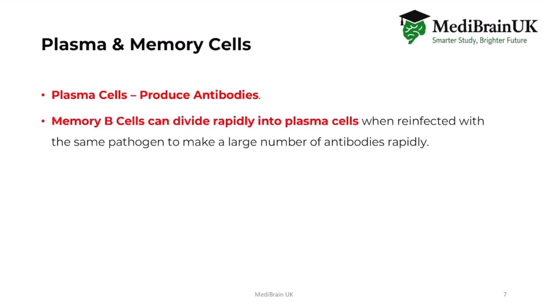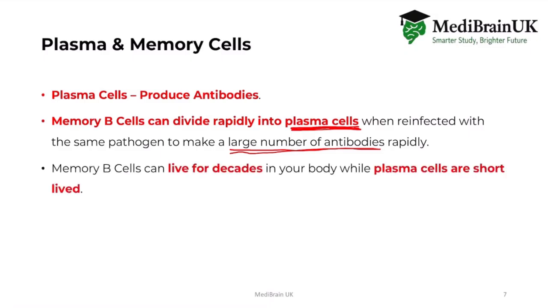Now, your memory B cells, they will store the antibodies. They're basically the memory of the pathogen. Okay, they know how to fight off the pathogen and they're going to be stored safely within your body in case that pathogen re-enters. And if that pathogen does re-enter, these memory cells will divide rapidly into plasma cells. And once they've divided rapidly into these plasma cells, they will be able to produce a large number of antibodies.